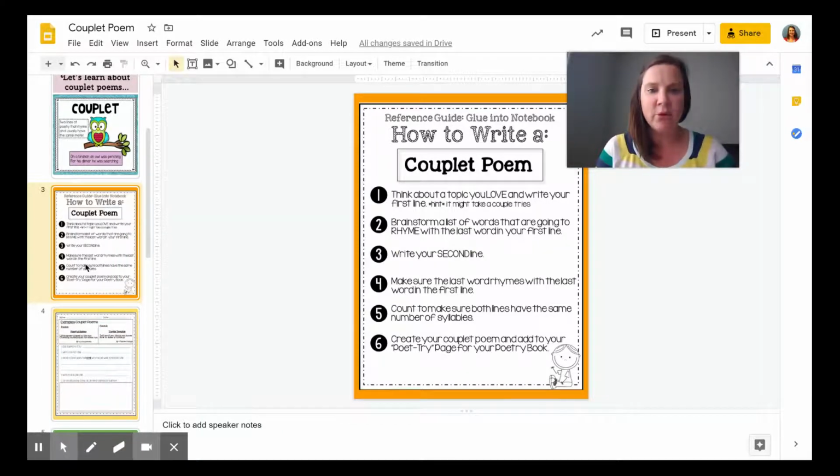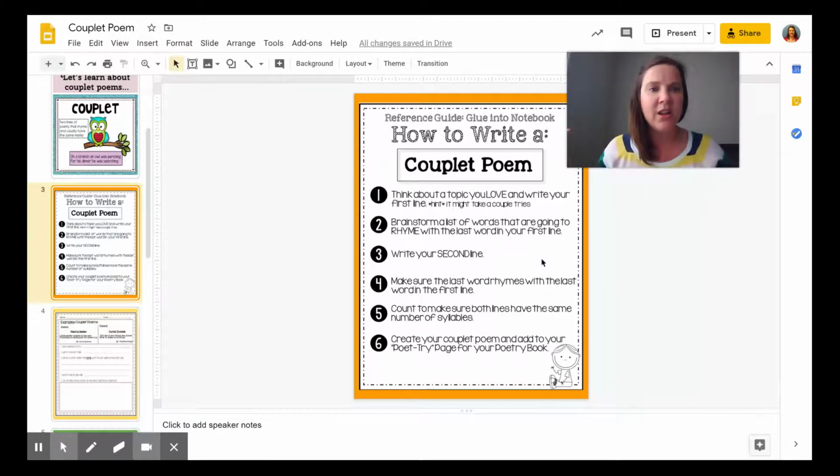So let's look at number 1. Think about a topic you love and write your first line. Hint, it might take a couple of tries. I like that they said write about something you love, because when you write about things that you know about and you write about things that you love, you have a lot more ideas and experience, which makes your poem even better. Number 2, brainstorm a list of words that are going to rhyme with the last word in your first line. So brainstorming is a part of that writing process.